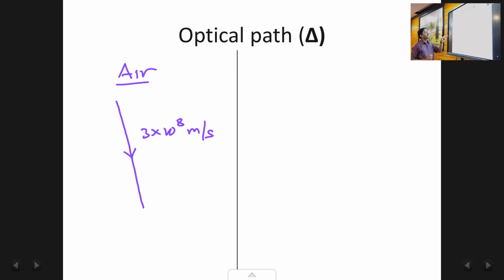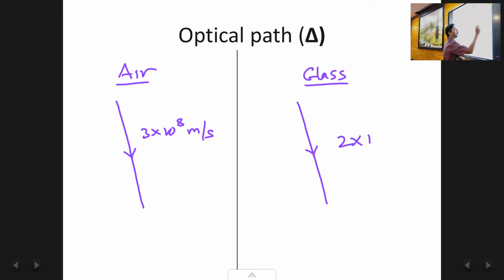Now the same thing in glass. In 1 second, the ray which had traveled 3 into 10 raised to 8 meters in air will travel a lesser distance. The same ray of light in glass will not travel a distance of 3 into 10 raised to 8, but it will travel a distance of, might be, 2 into 10 raised to 8 meters. Why? Because in glass, light travels slower. As light travels in different mediums, the speed of light varies. So, to take into account the speed of light, we define something called optical path.